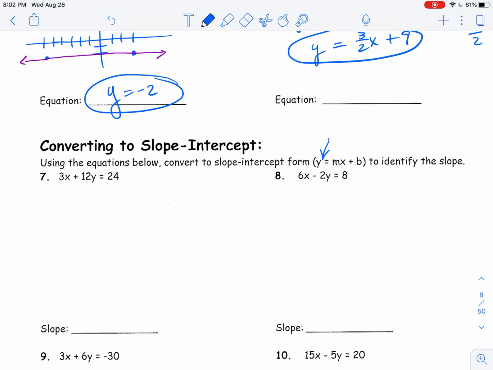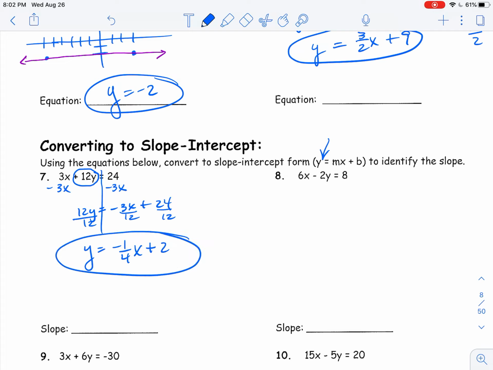All right, let's convert now to slope-intercept form. That means you're pretty much just solving for y. Let's get y by itself. And so we identified the term that has the y. In this problem number 7, it's the 12y. And here's my equal sign. Let's keep this balanced. If I subtract a 3x on both sides, it's balanced. Negative 3x, positive 24. And then we just divide by 12. So y is equal to negative 1/4 x plus 2. When you reduce 3 over 12, it reduces to 1 over 4, and 24 divided by 12 is 2, and that one's done.